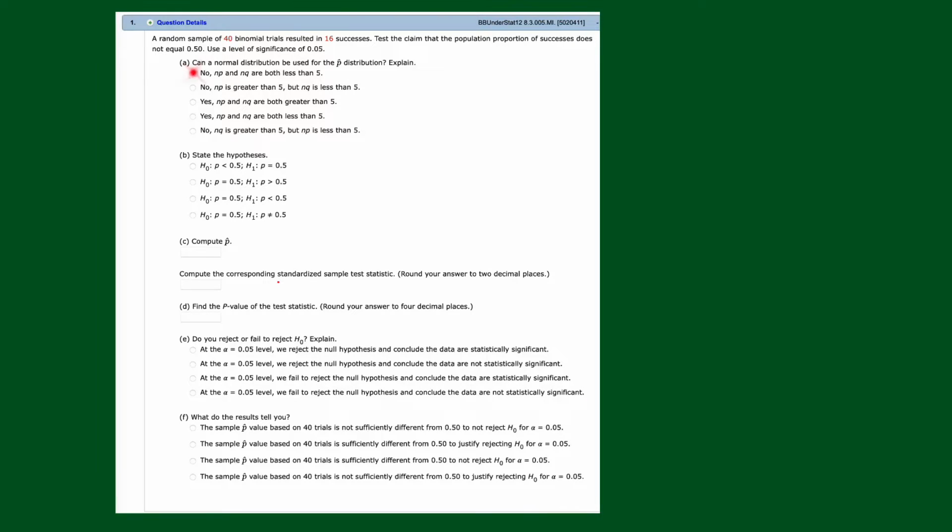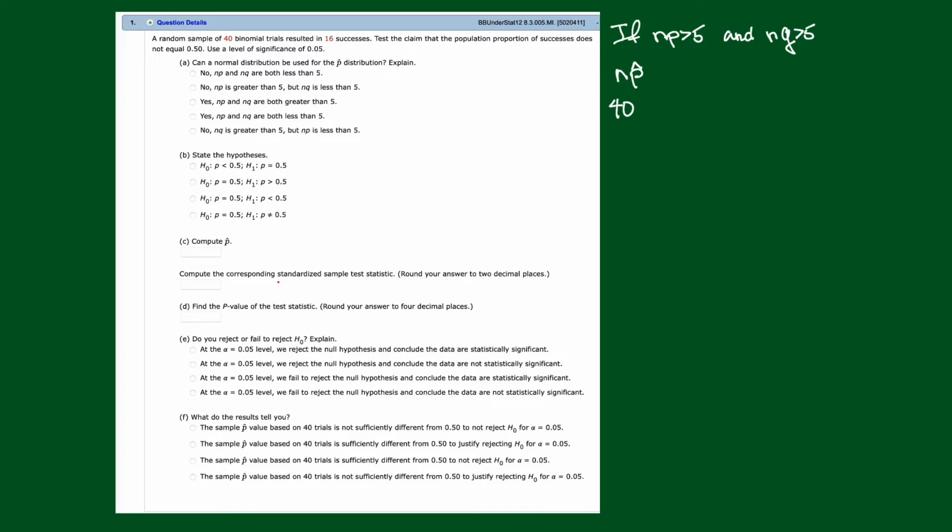Part A says, can a normal distribution be used for the p-hat distribution? Explain. Well, we're going to be able to use the normal distribution if n times p is greater than 5 and n times q is greater than 5. Now, actually, n times p is going to be a little bit redundant here, because if I look at this, it's really p hat, because that's the only thing I have here.